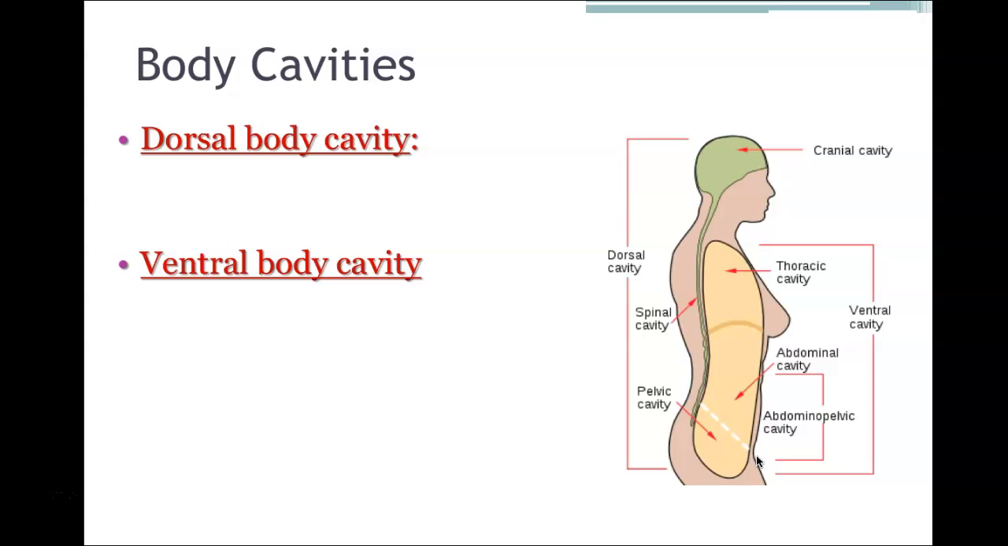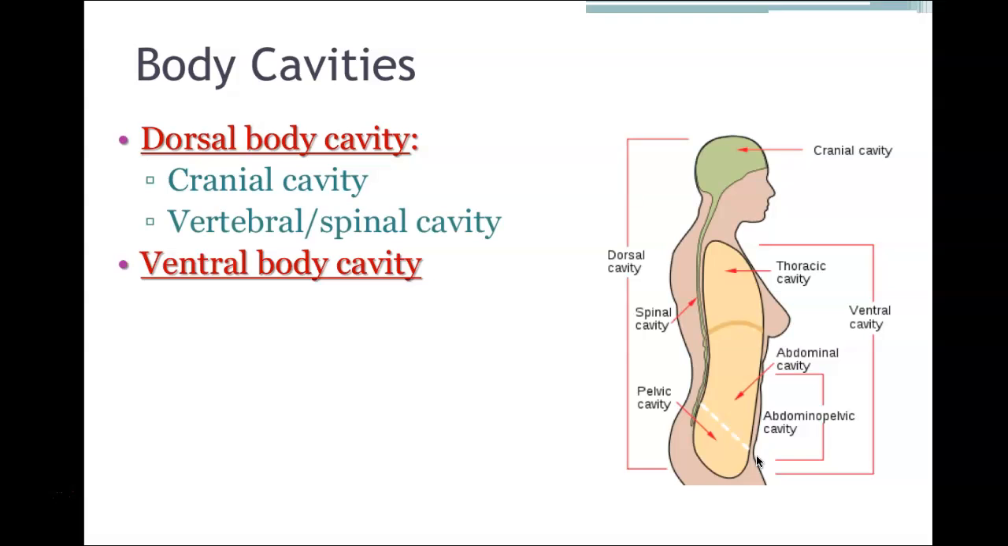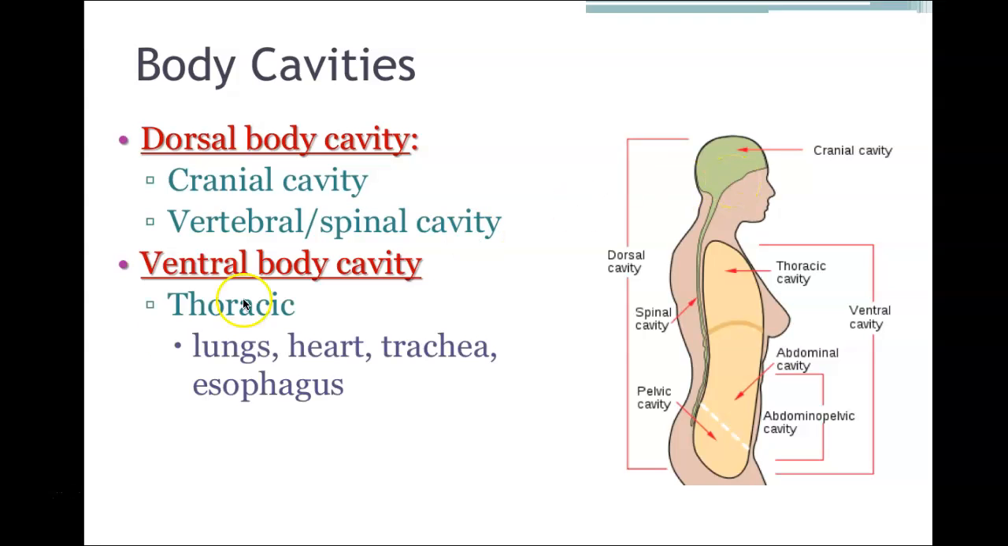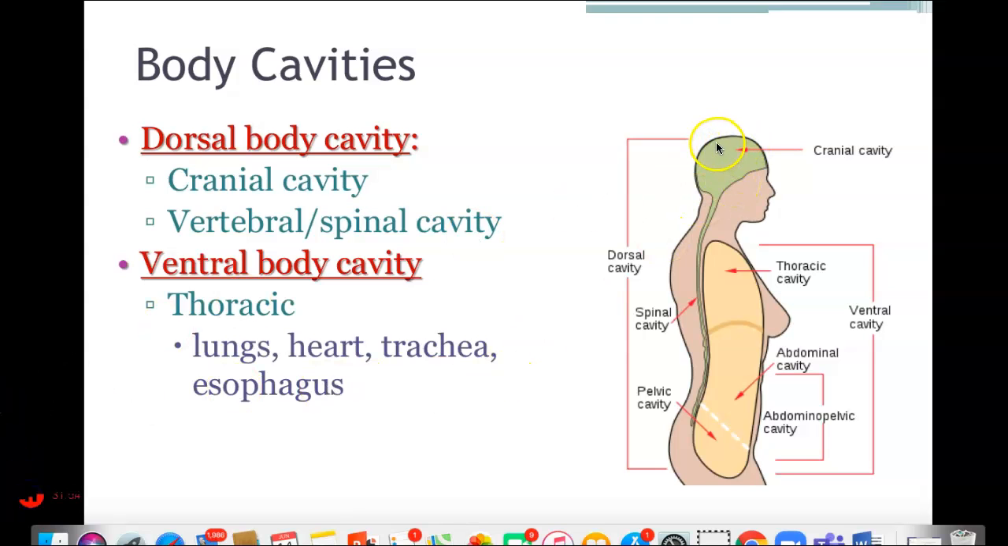All right, we are almost done. Last thing is body cavities. We have two body cavities, the dorsal body cavity and the ventral body cavity. And so you can see right here, the dorsal body cavity, if you can look at my cursor, is going to include cranial, spine, and vertebrate. So cranial, spine, and vertebrate is going to be your dorsal cavity. If you can kind of see my cursor doing this, dorsal. And then your ventral body cavity is going to be all of this. It's going to involve your lungs, your heart, your trachea, and your esophagus.